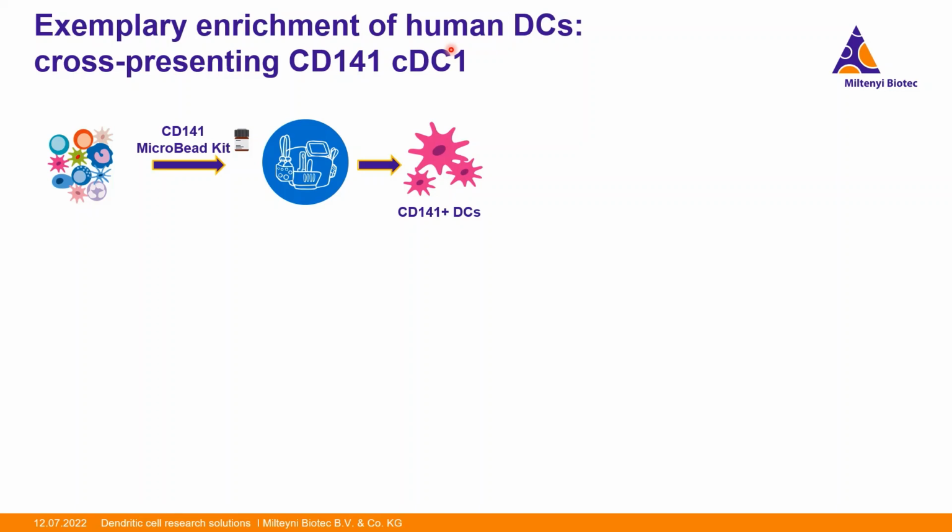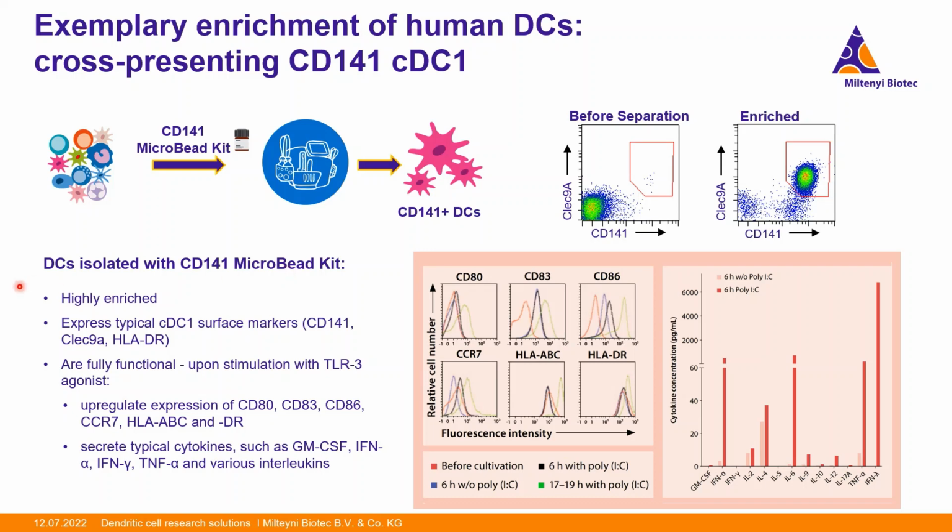In this slide, you observe an example of enrichment of human cross-presenting CD141 DCs. The cells isolated with CD141 MicroBead kits are highly enriched. They express typical CDC1 surface markers such as CD141, HLA-DR, and others. These cells are fully functional upon stimulation with TLR3 agonists, such as poly-IC. They are able to upregulate expression of activation markers, CD80, CD86, and others. These cells are also able to secrete typical cytokines, such as GM-CSF, interferon gamma and alpha, TNF alpha, and various other interleukins, as you observe here.